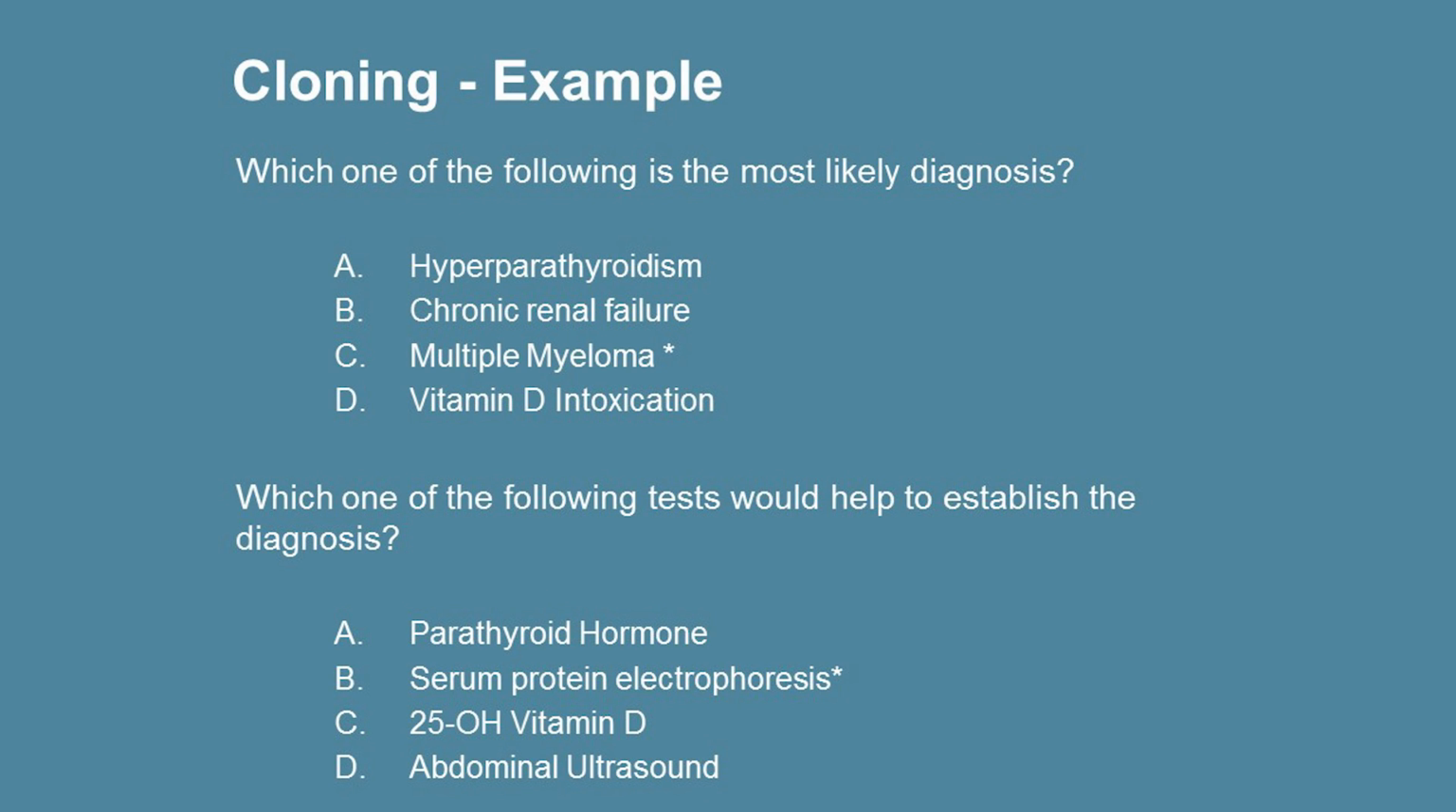Related to the stem, you could ask which one of the following is the most likely diagnosis, or which one of the following tests would help to establish a diagnosis. In fact, you could probably go on to ask more questions about management, etc. And so you're using the same clinical vignette and stem to ask multiple questions. When you're using the strategy, you have to remember to label these questions as what we call bad neighbors so that they don't appear on the same exam.